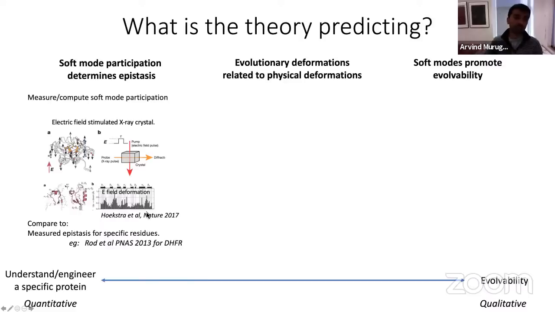In the near future, the lab next door, Rama Ranganathan's lab, can replace the MD simulation part of it with a direct measurement of the soft modes of a protein by hitting it with an electric field at a specific site, deforming the protein, and then taking quick X-ray photos of it as it relaxes back. And again, you can make the comparison. So this is what I think Ilya would call a very quantitative comparison. It's a useful one for engineers and people who want to understand a single protein. But I would also say it's maybe the least surprising one. To me, what it really says is that if you put enough resources in, enough computational and experimental resources, you can understand the biophysics of one protein.